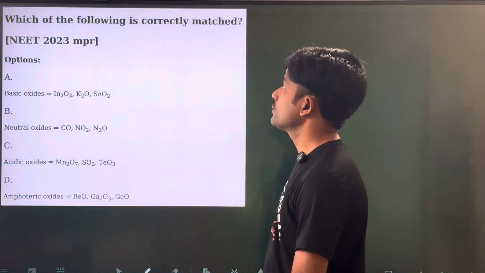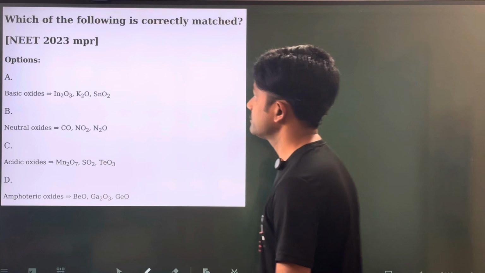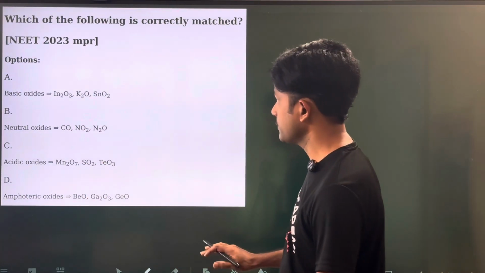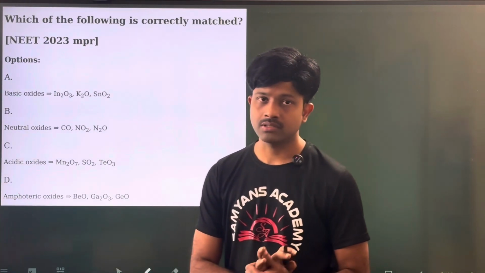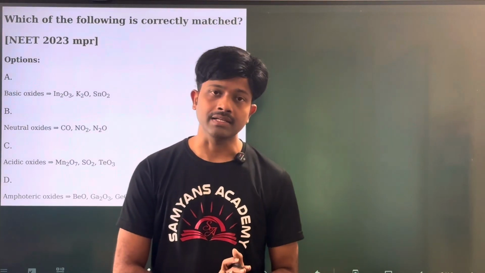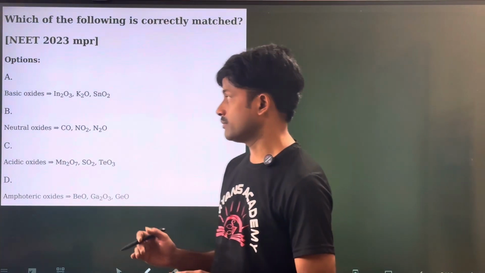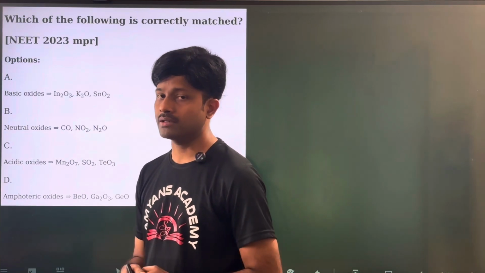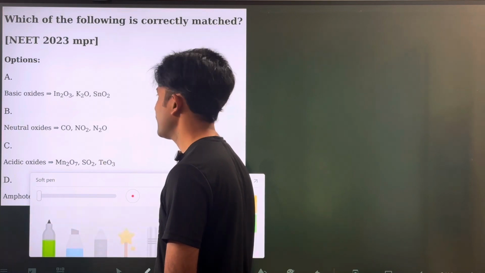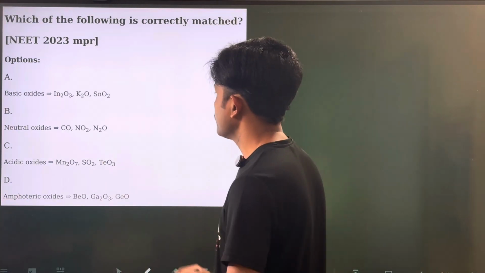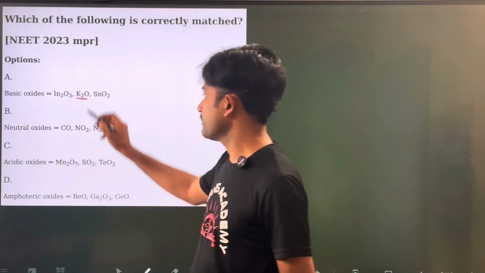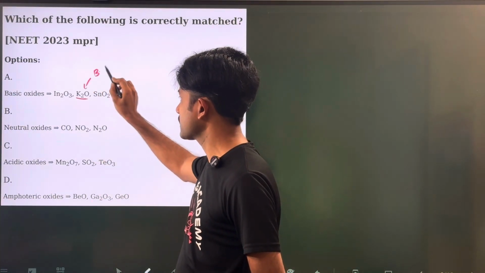Now which of the following is correctly matched? Here they have given basic oxides, neutral oxides, acidic oxides, amphoteric oxides. Already you know that all metallic oxides are basic in nature, and all non-metallic oxides are acidic in nature. Between non-metal and metal we have one more character, amphoteric oxides, which have both basic as well as acidic characters. Now this is potassium. Potassium is a metal, right? So it is a metal oxide, meaning a basic oxide. This is correctly matched.